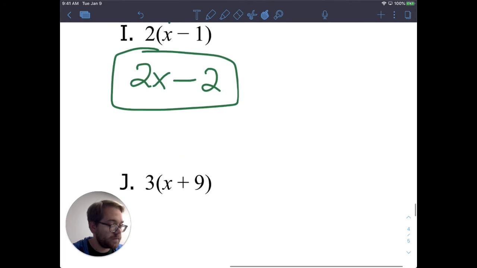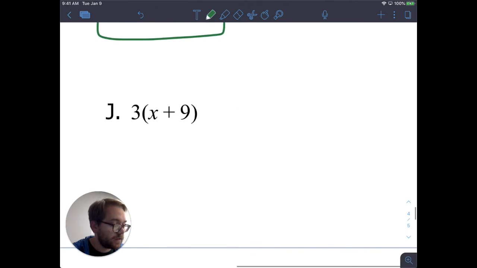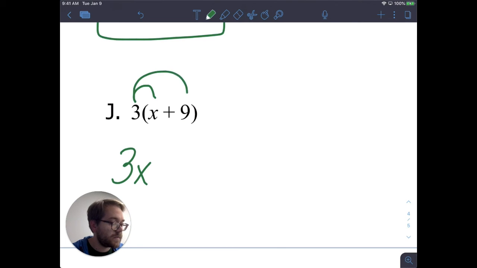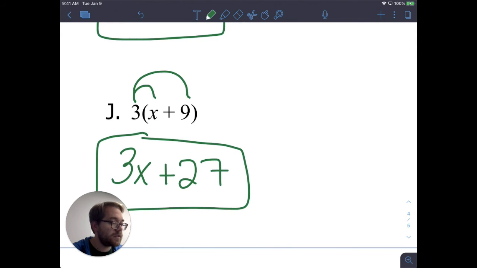Let's do one more. 3 times x plus 9. Okay, so I'm taking 3 times everything inside the parentheses. 3 times x is 3x, and 3 times 9 is 27. So 3x plus 27. Okay? So this is the simplified form of 3 times x plus 9.